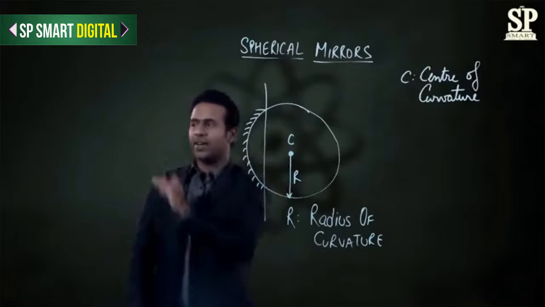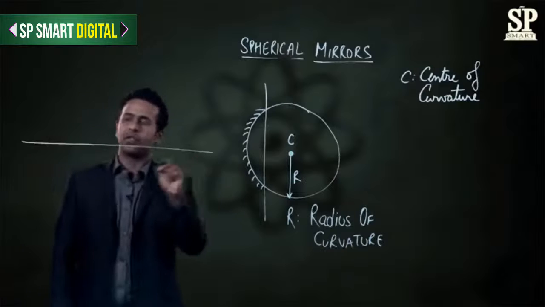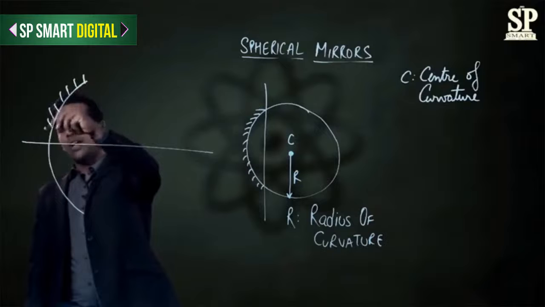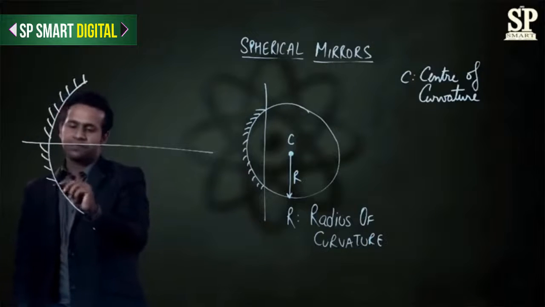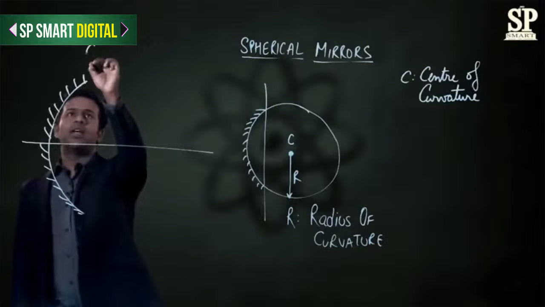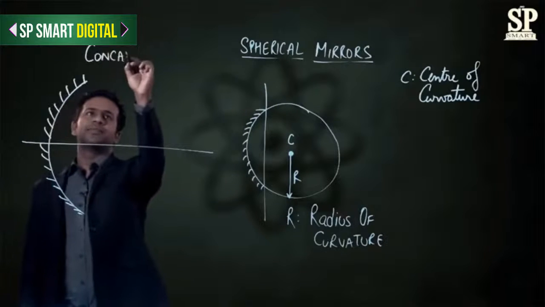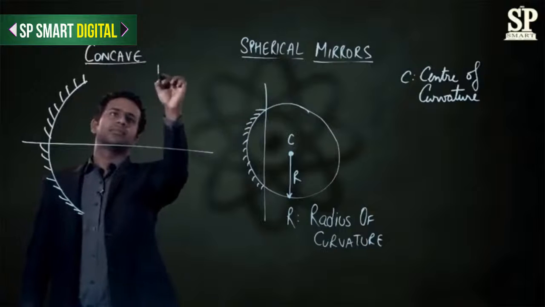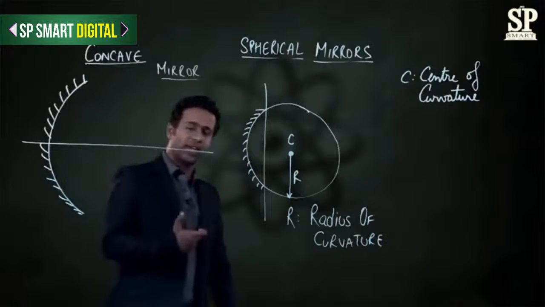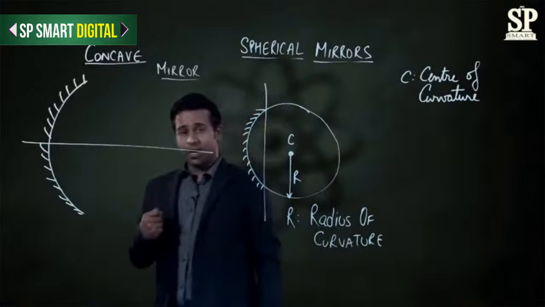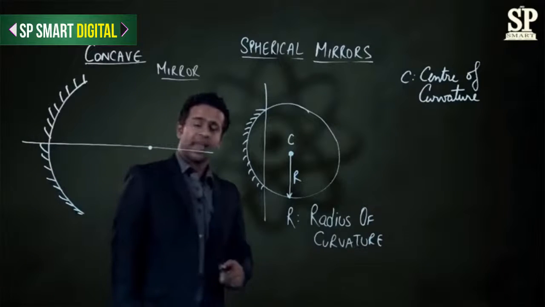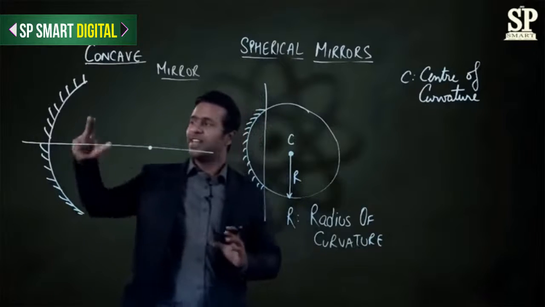So let's draw it again on this side. So if a part of the mirror is cut out and the outer side is polished, then the mirror that you get is called a concave mirror. So how do you identify a concave mirror? The center of curvature for a concave mirror, which will be somewhere here, is on the side which is reflecting.